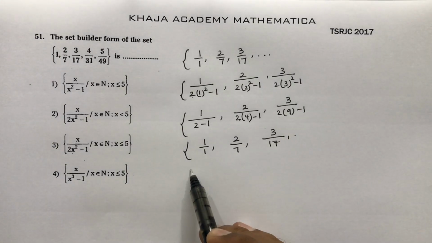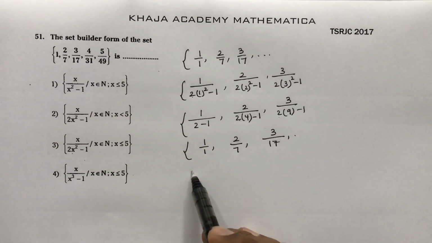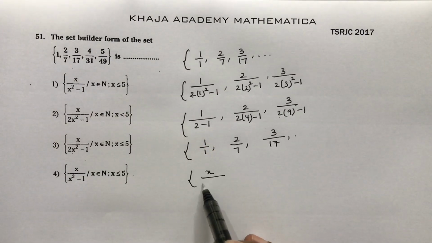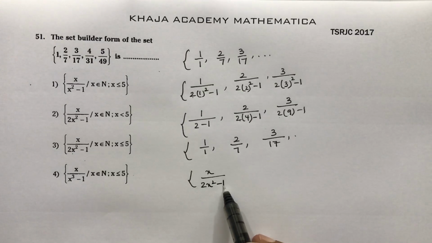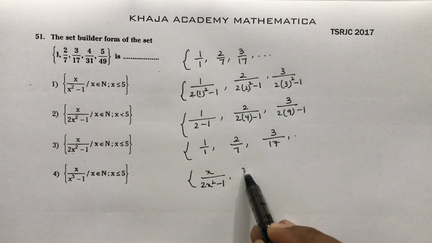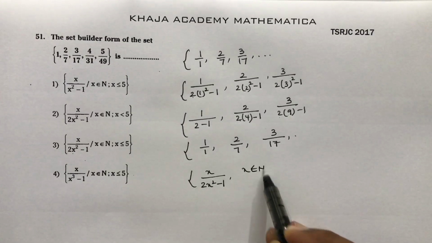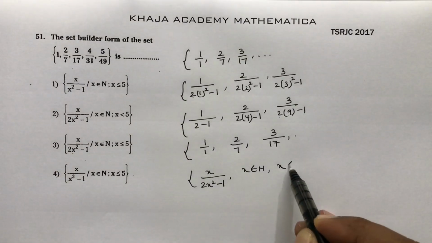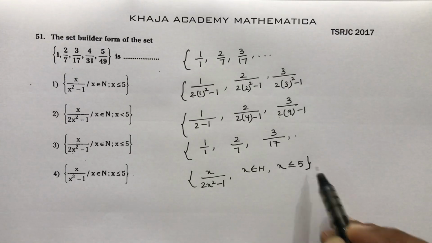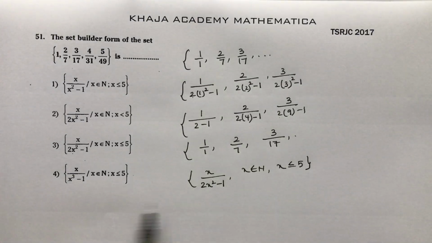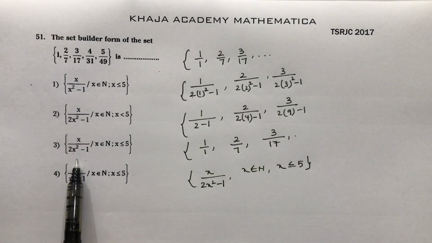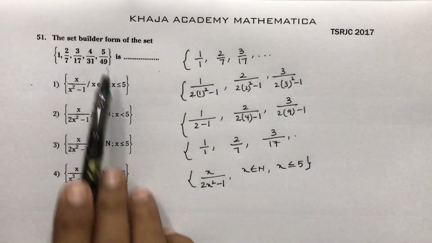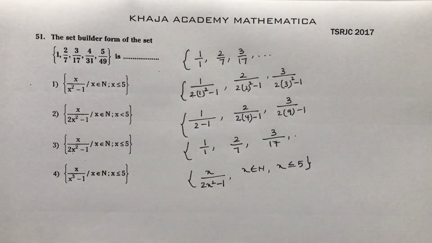So here we got these values when we are taking x by 2x square minus 1 and x belongs to natural numbers, and the last value is 5. So x is less than or equal to 5. Here it is not less than 5 but we are taking 5, so less than or equal to 5. So the correct option is 3.